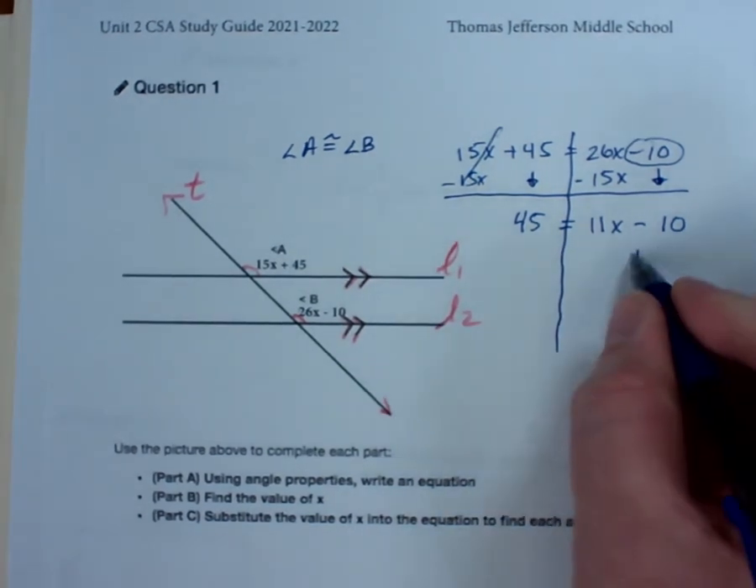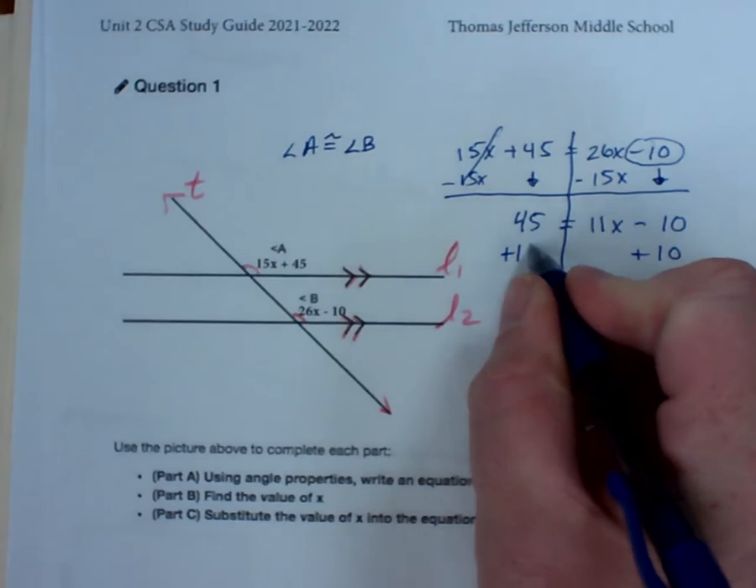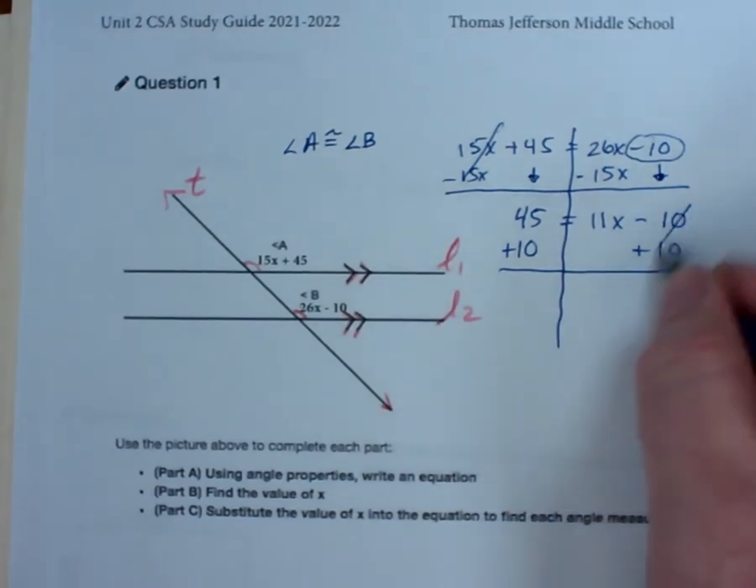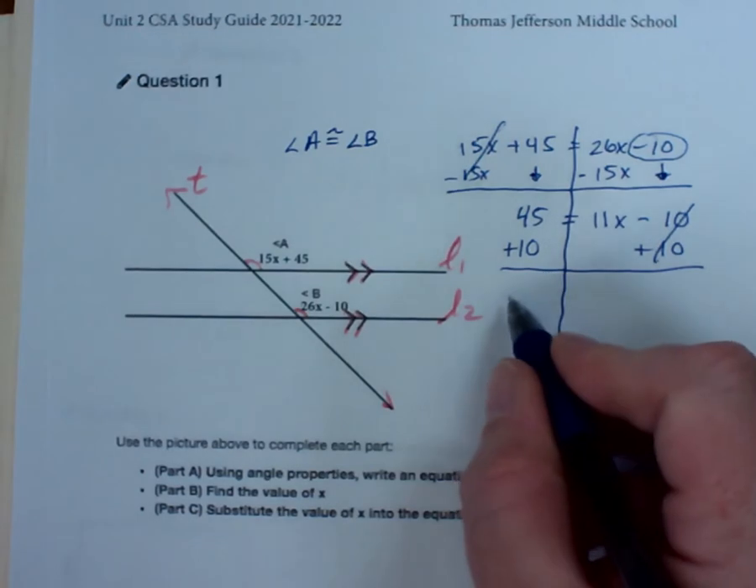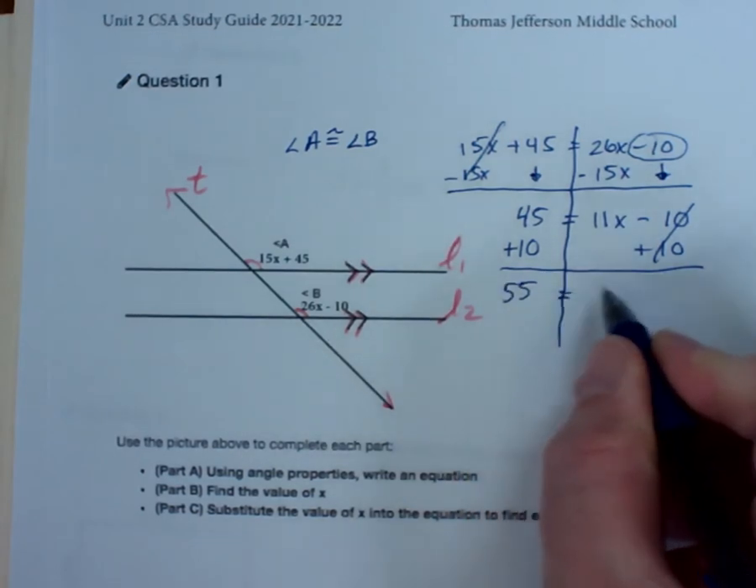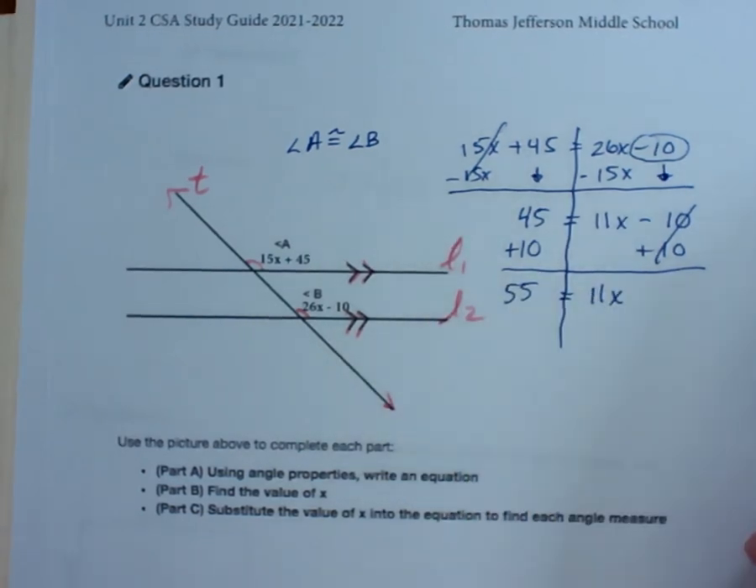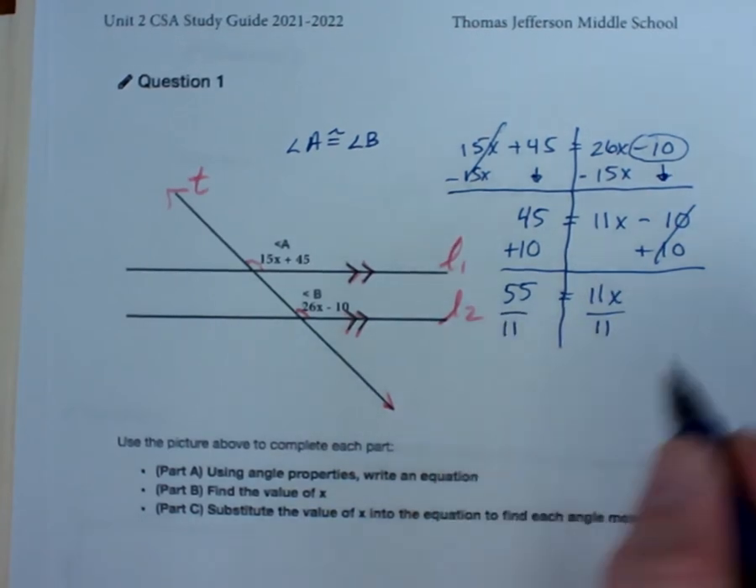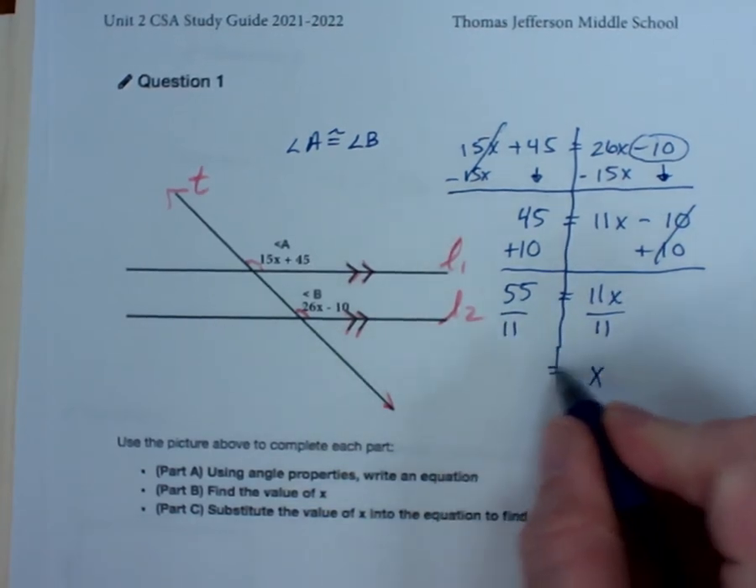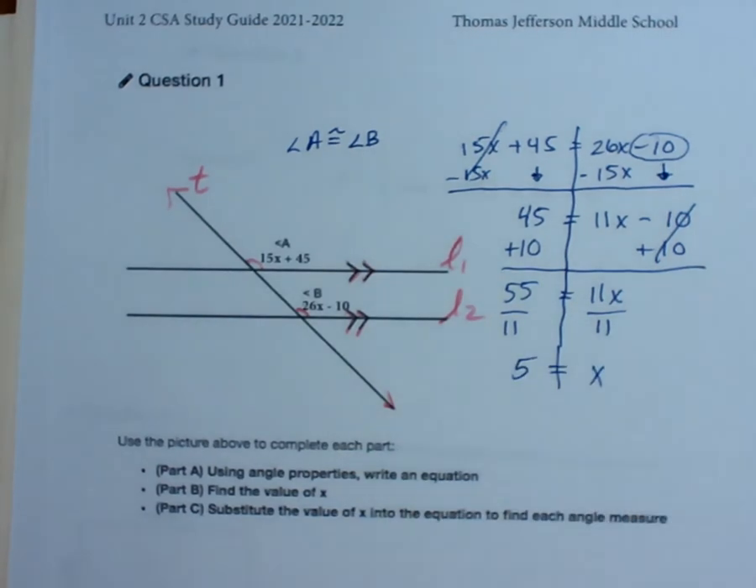And now we're adding 10 to both sides. We have a two-step problem. Get rid of the constant first. 45 plus 10 is 55 equals 11x. And it's an integer coefficient, so we can divide by 11. X equals 5.